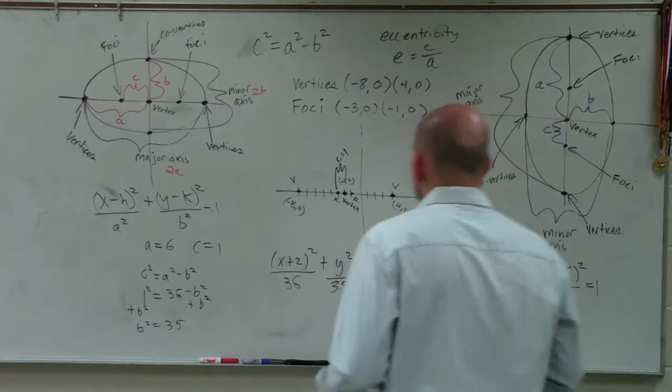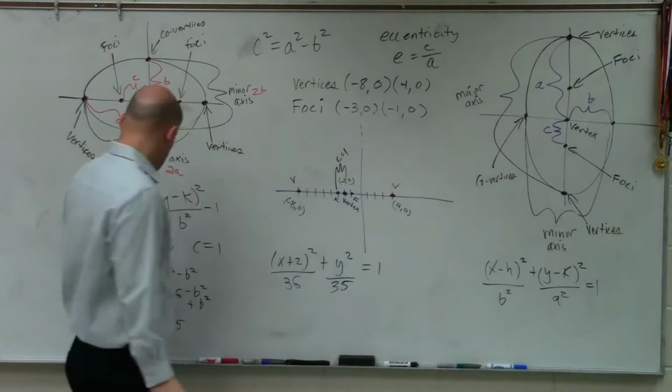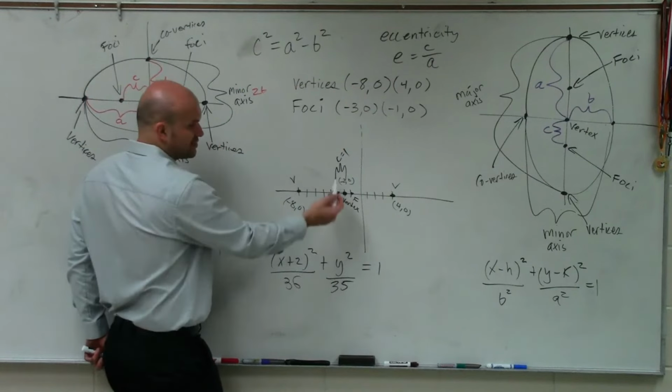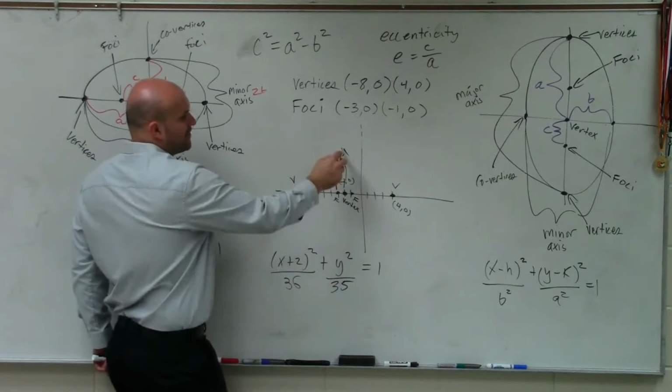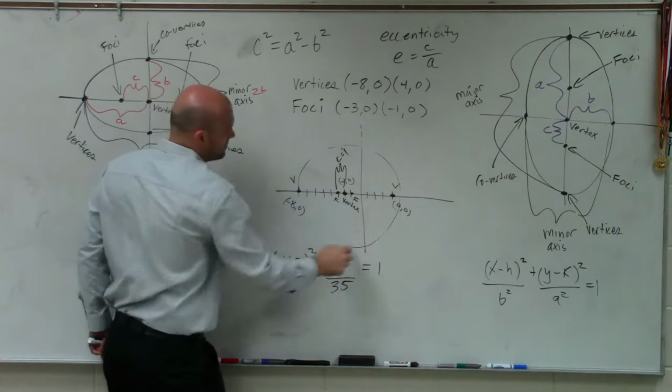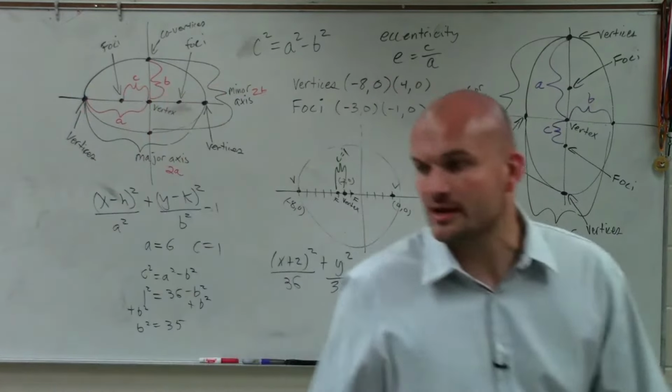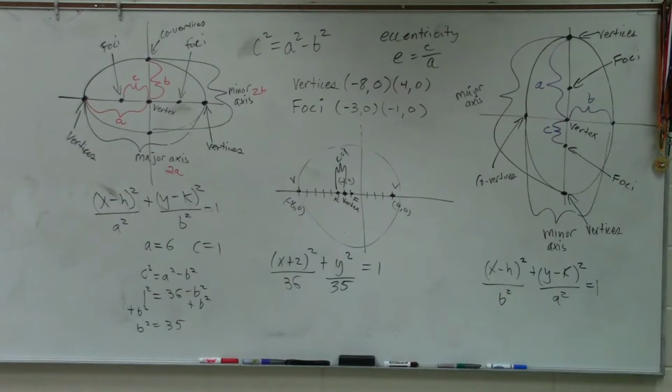Oh, and then obviously, if you wanted to find b, you could take the square root of 35. That would be how far you'd go up there if you're going to graph it. All right? But we're not going to take the square root of 35 and do that yet. Not right now, not for what I've been going over.